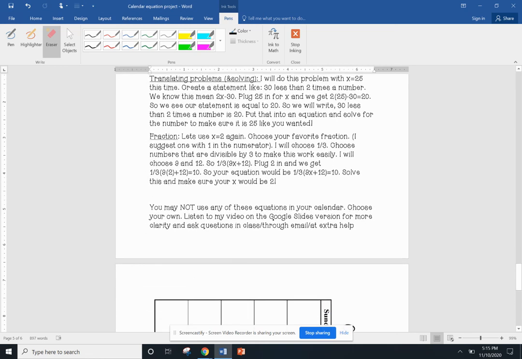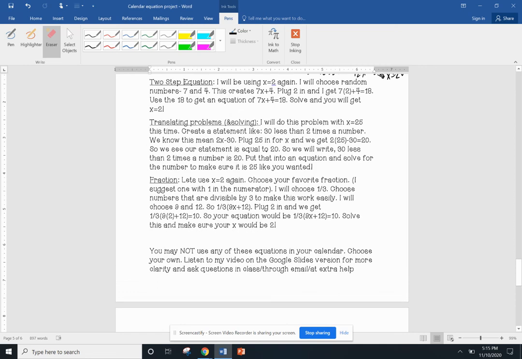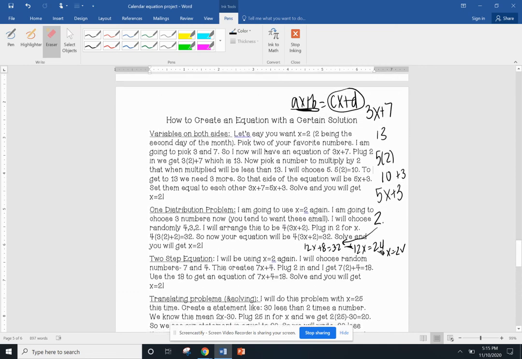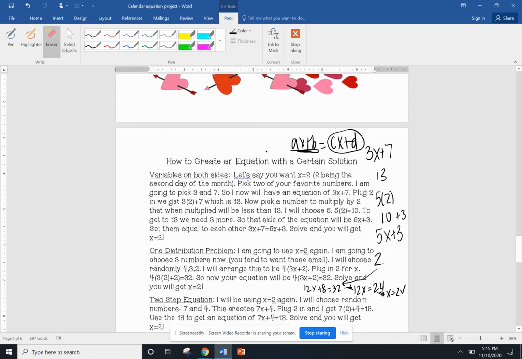So this might be a little bit confusing, but if you have questions, you can ask in class, ask through email, at extra help. You can't use any of these equations. Sorry, you have to make up your own. But if you have any questions, you can ask me and I will help you with them. We can walk through them together.